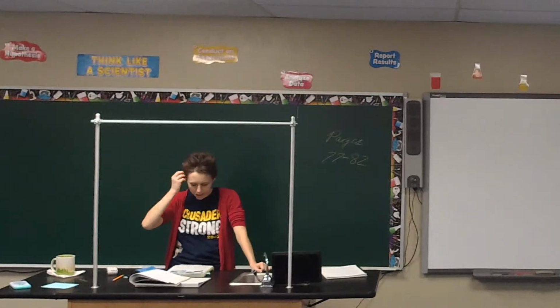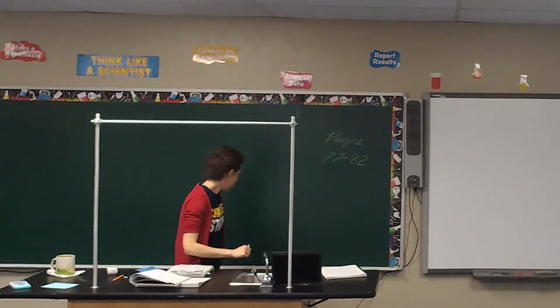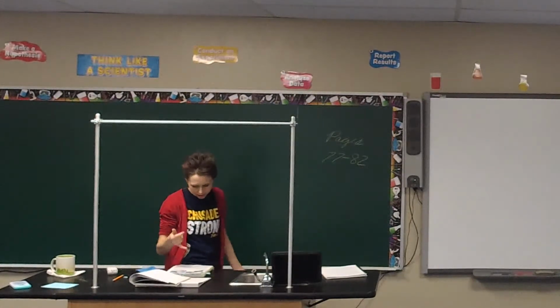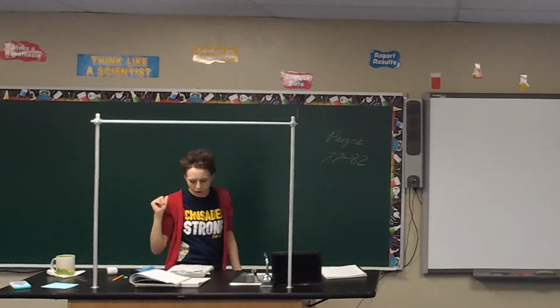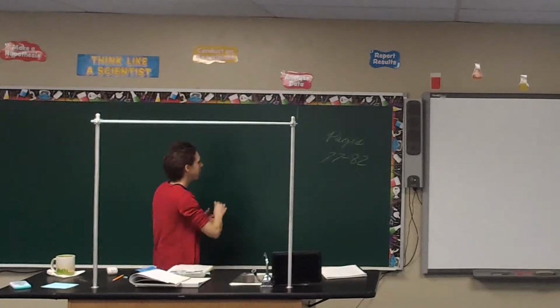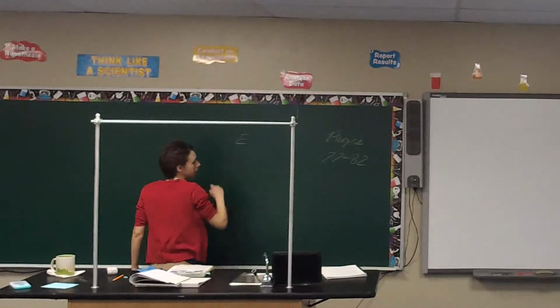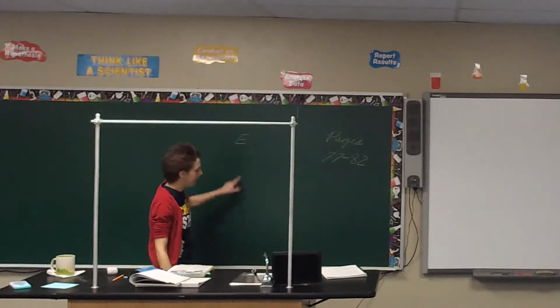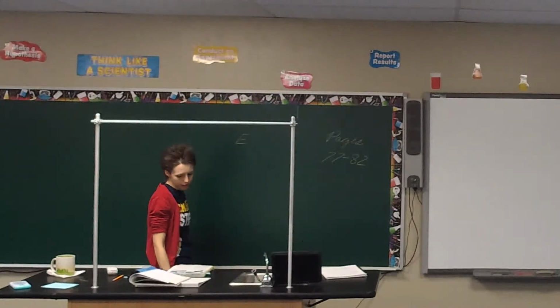System and surroundings. Alright, what is the sum of all the possible forms of energy of all the ions, atoms, and molecules in a system? Internal energy. Now remember, we use E to represent it. So make a note, E, internal energy. So make a note of that symbol.